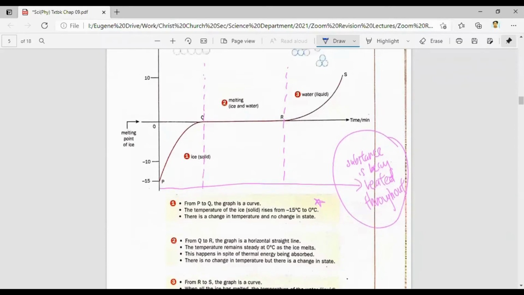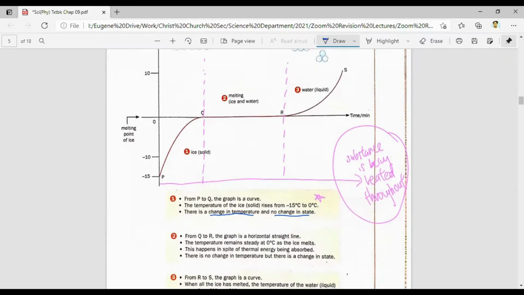Okay, now, part 1 says there's a change in temperature, no change in state. I want you to take note of these two statements here. Later on, I'll come back to it. So from P to Q, the ice is gaining heat. The temperature increased from -15 to 0. There's a change in temperature, but there's no change in state. So during this part, the ice remains as ice. It's still in a solid state.